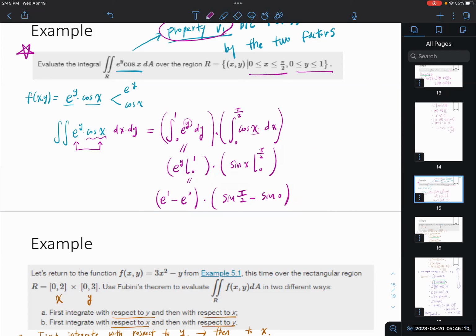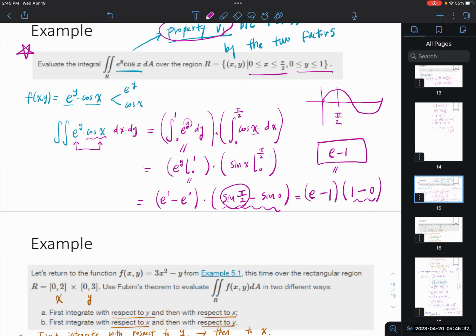So e to the 1 is e, e to the 0 is 1, so e minus 1. And then you multiply by what? This one. This is a sine function. Here, pi over 2 gives you 1. So this one times 1 minus sine 0, which is 0. Therefore, e minus 1 times 1. The answer is e minus 1. That's all. So be careful.